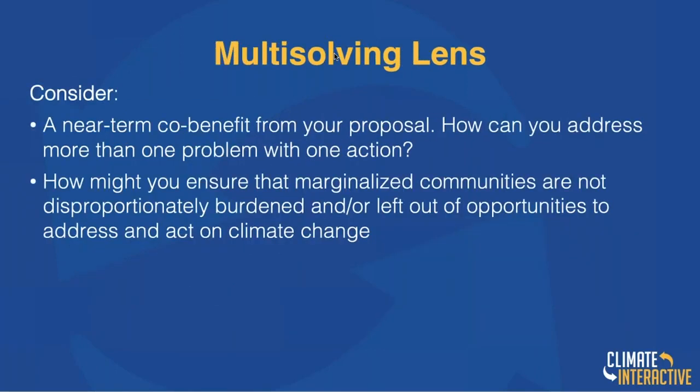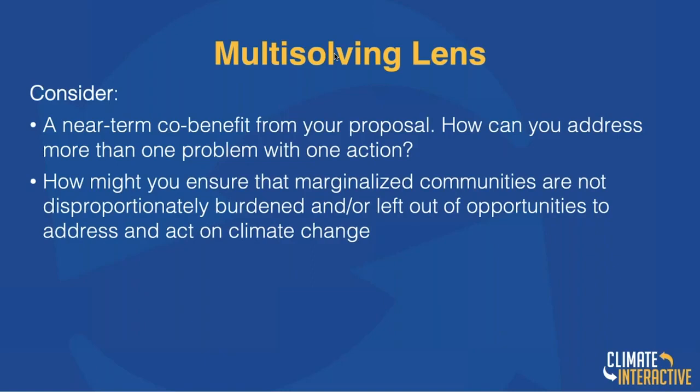And a key part of this too, as groups go into their negotiation rounds, is you can ask your participants, in their speeches, when they come back to the larger group, to identify a near-term co-benefit from their proposals. For example, how can you address more than one problem with one action? So if a group is proposing to support afforestation, you might encourage them, okay, what are the benefits of planting trees? And they might identify things like job creation or increased forest cover.